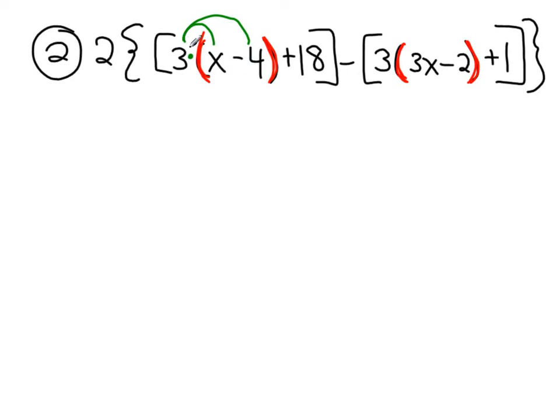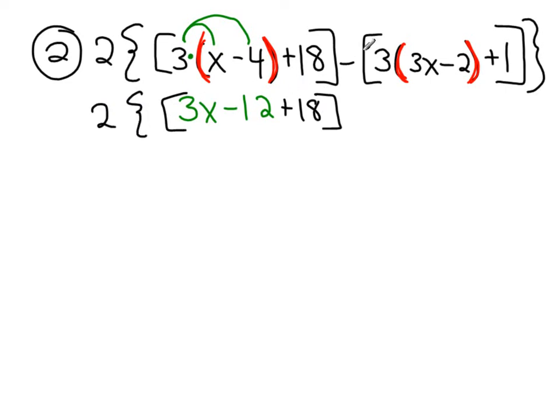So we distribute the 3 to each term. 3 times x is 3x. 3 times negative 4 is negative 12. Now that 18 is not part of the parentheses, so it's still just the same. This is all in brackets. We still have the curly bracket, the 2. We still got this minus and this goop over here. Nothing else has changed. We've only just distributed that 3.